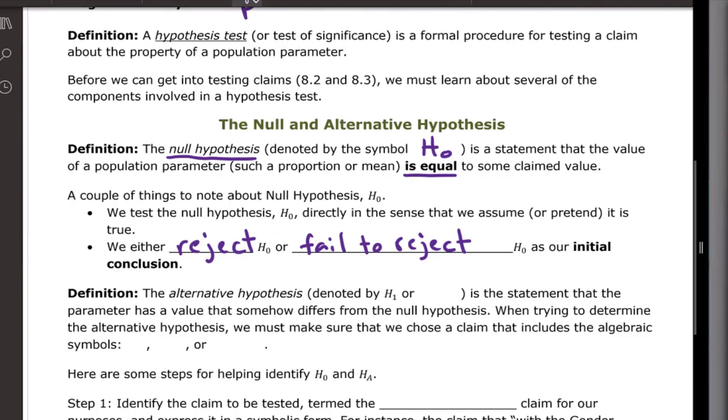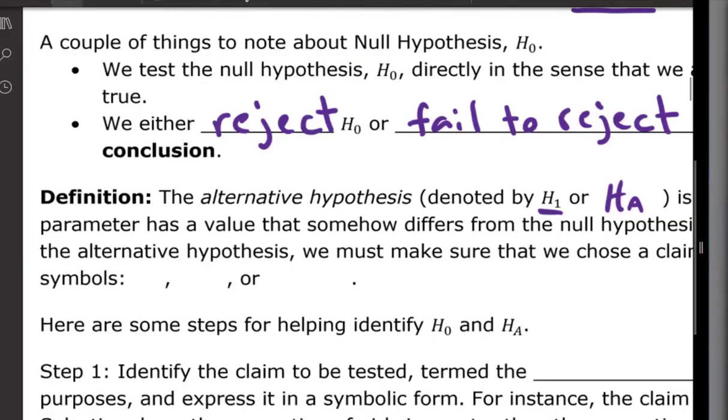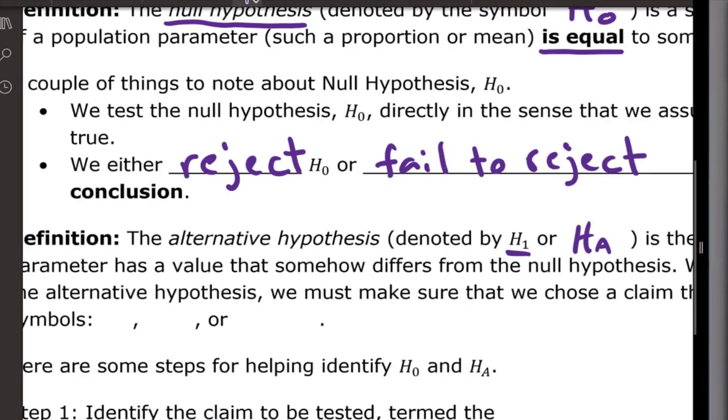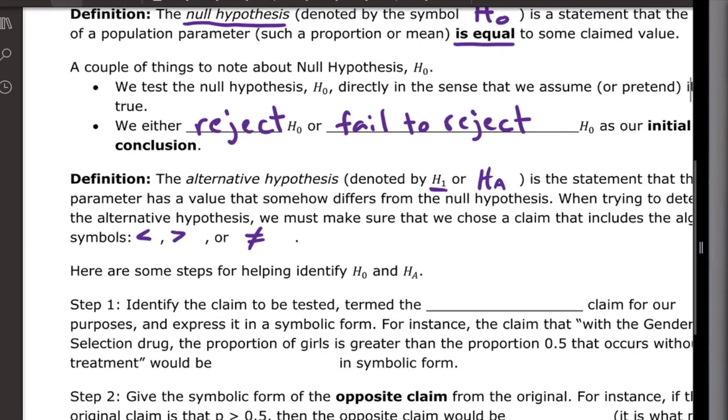Now the alternative. So if the null hypothesis is not true, what will be the alternative? Well, the alternative hypothesis, a lot of times it's denoted with an H1, or sometimes you might see it with an HA. It's a statement that the parameter's value is somehow different from the null's value. Since the null has the equal sign in it, you're going to have one of three symbols: a less than, a greater than, or a not equal symbol.